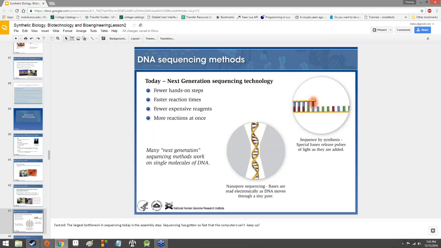You know how there's a barcode on something at the supermarket and they run it over the scanner and it goes boop, because the scanner reads the barcode and the computer interprets it. Same basic idea. You're running it over a scanner, except in this case, it's a tiny, tiny hole in a surface, and it's read electronically as it goes through that.